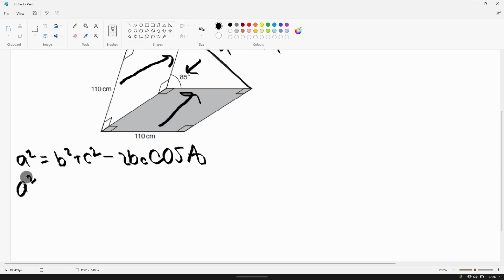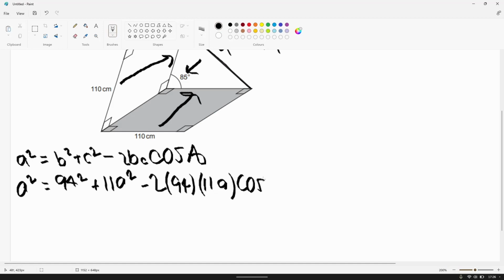So a squared is going to be, let's just say b is 94 squared plus 110 squared minus 2 times 94 times 110 cos 85 degrees. And I'm literally just going to put that in my calculator and see what it gives me.